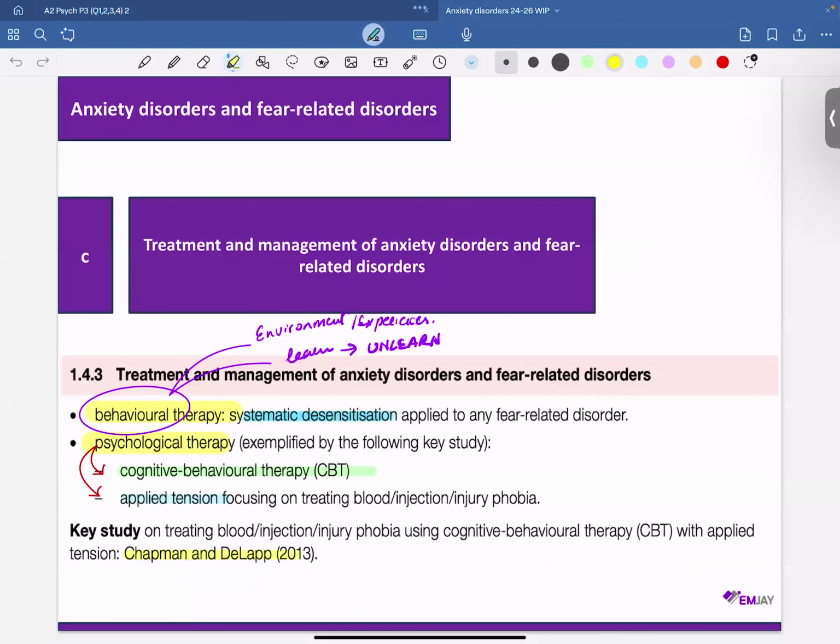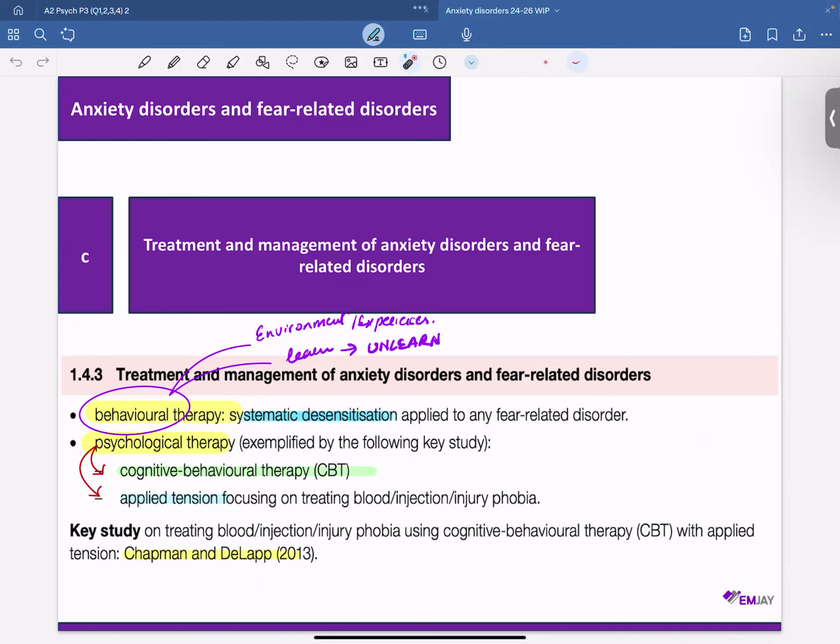When we talk about this particular part of the syllabus that has to do with the treatment and management of anxiety disorders and fear related disorders, this is what exactly I am referring to: applied tension focusing on treating blood injection or injury phobias.